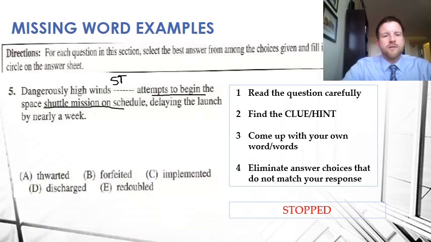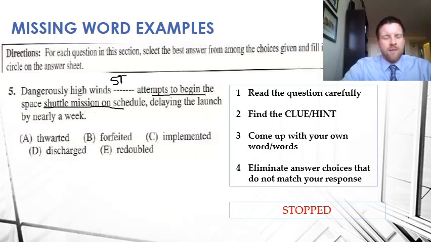So let's compare it to our answers. A, thwarted. Does that mean stopped? Well, yes, it does. But let's just see. It is the first one, but we could have eliminated the other ones. Forfeited means giving something up, like a right or a privilege, so it's not just stopped. It's a bit more than that. Implemented, clearly not stopped. Discharged, not stopped. And redoubled, not stopped. So there's our answer. A, we can circle A. Dangerously high winds thwarted attempts to begin the space shuttle mission on schedule, delaying the launch by nearly a week.